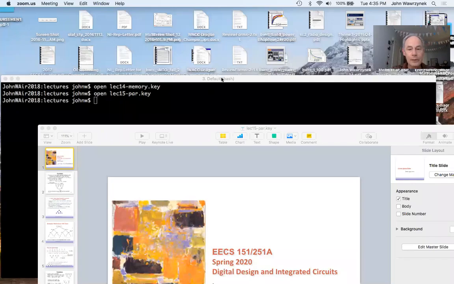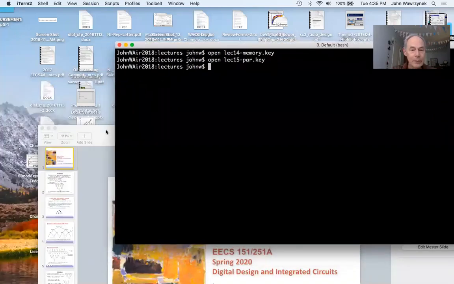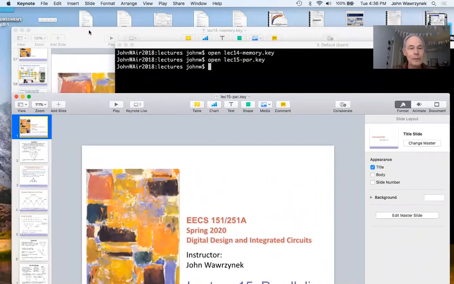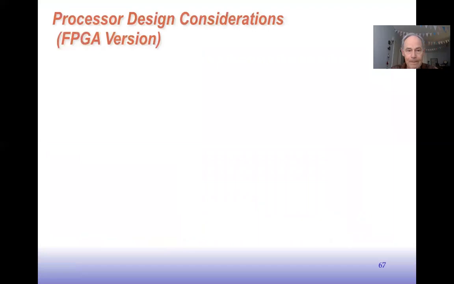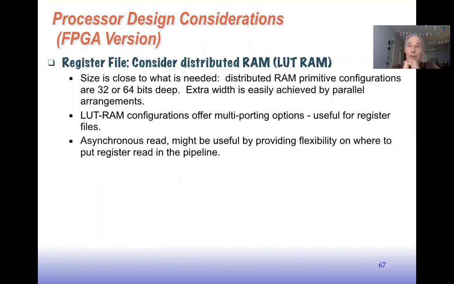Okay, and I'm just going to finish up this discussion about memory blocks by just a couple words about RAM blocks and how they relate to the project. These are processor design considerations for the FPGA version. One of the memories that you need to implement is a register file. This has 32 locations, 32 bits each for this RISC-V that we're implementing. It's good to consider this.